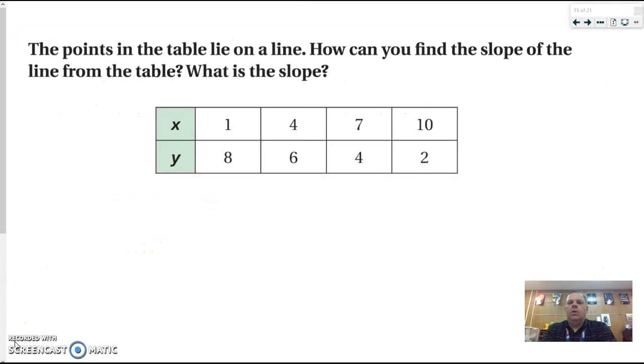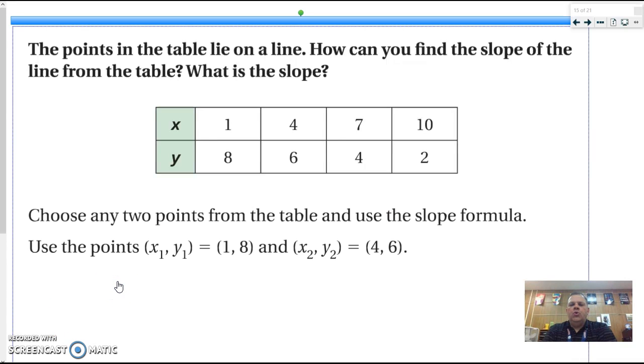The points on a table lie on a line. How can you find the slope of a line from a table? What is the slope? With this, we can choose any 2 points and find the slope. In this example, they used 1 and 8 and 4 and 6.